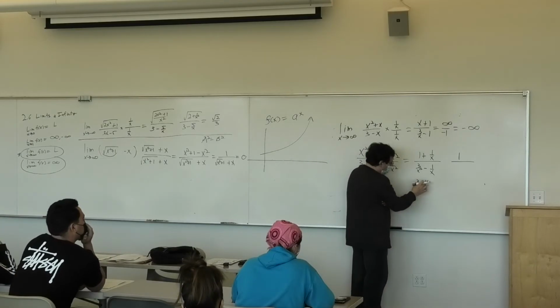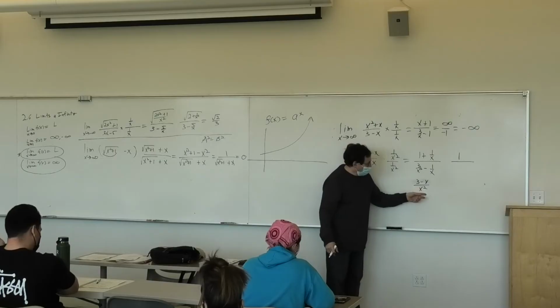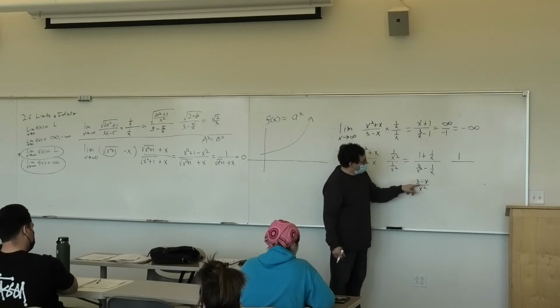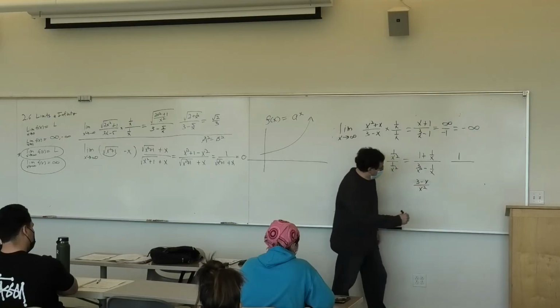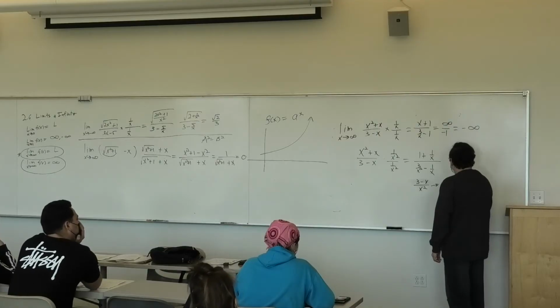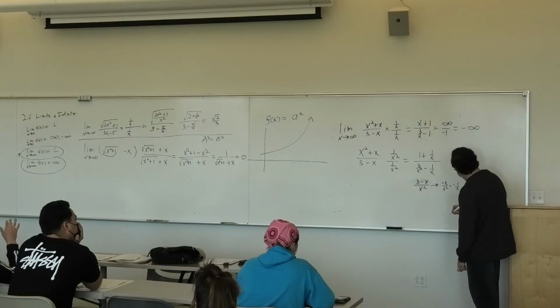Again, I'm trying to figure out what happens as x gets very large. I can look at this and say, well, obviously x squared is going to get bigger much faster than negative x. And x is going to get much bigger than 3. So this is going to tend towards negative x over x squared, which is like 1 over x, which is minus 0, right?